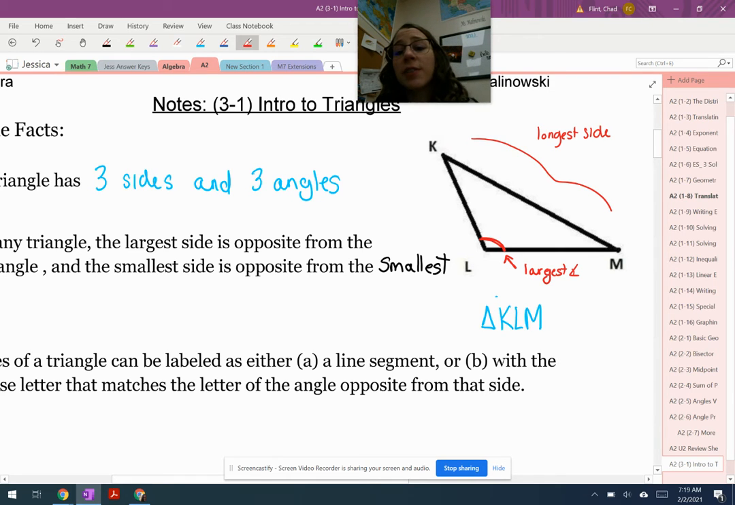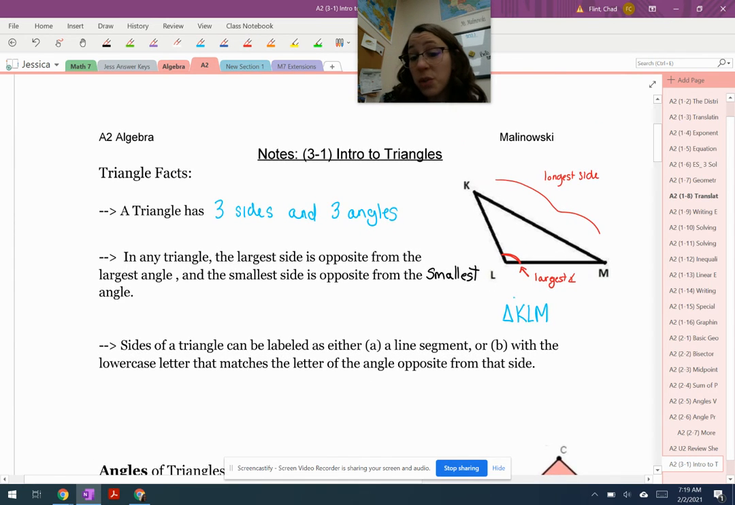We can't really tell if K is smaller than M or not, so we really can't tell which one of those sides is the smallest. For all we know, they could be equal. Who knows?